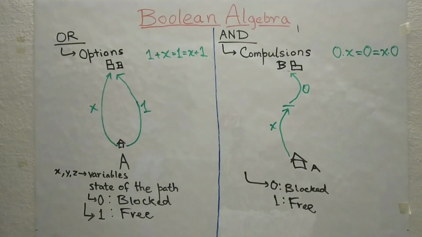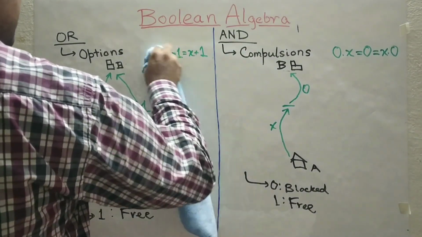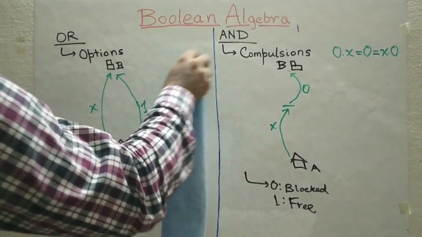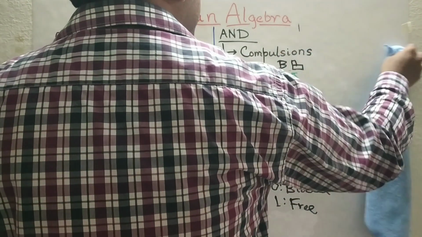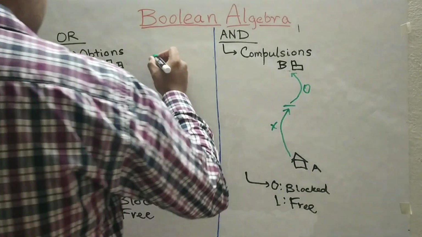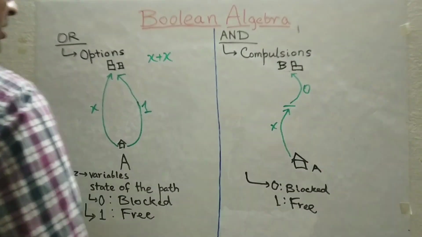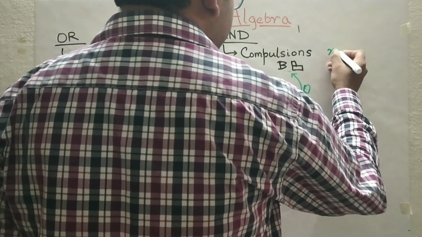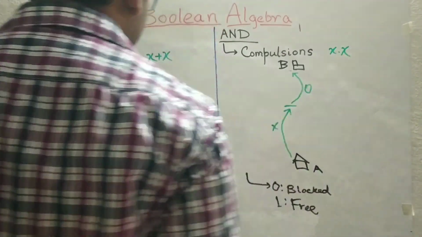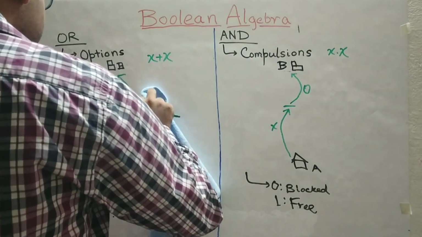Now we'll go through another property of Boolean algebra. So what if we had 2 x's, right? What will be the output of x or x? What will be the output of x and x? So this is not a 1 anymore, this is also x.